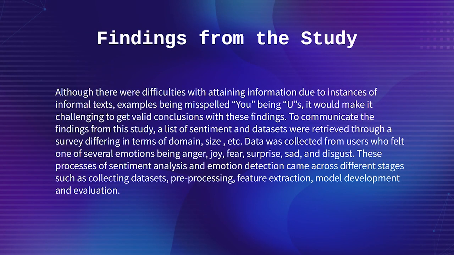Now, the findings from the study were the following. Although there were difficulties with attaining information due to instances of informal texts, examples of informal texts are misspelled words, like writing "u" for the word "you", and this would make it challenging to get valid conclusions from these findings. To communicate the findings from the study, a list of sentiment datasets was retrieved through a survey from the users, differing in terms of domain, size, and so on. Data was collected from users who felt one of several emotions. These emotions being anger, joy, fear, surprise, sadness, and disgust. The processes of sentiment analysis and emotion detection came across different stages such as collecting datasets, pre-processing, feature extraction, model development, and evaluation.